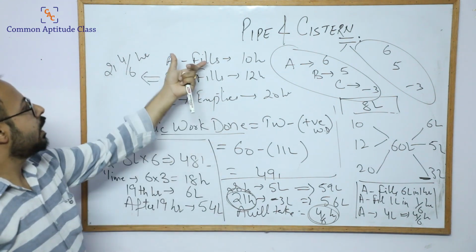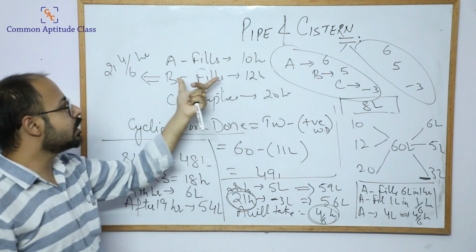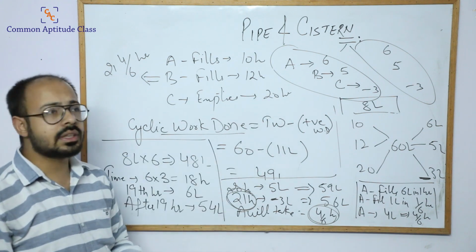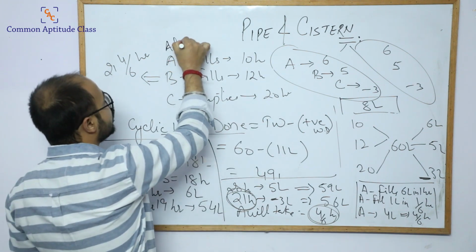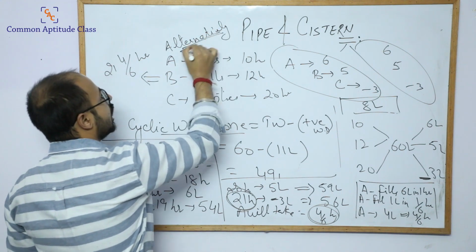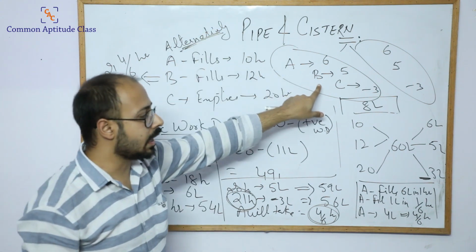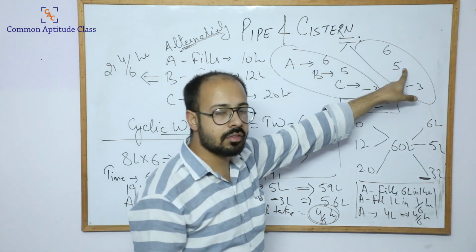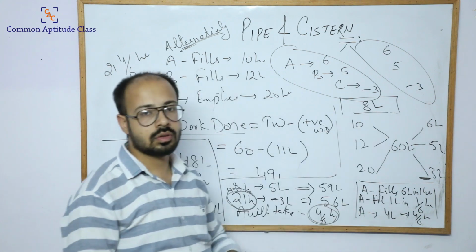I'll repeat this again. A fills the tank in 10 hours. B fills the tank in 12 hours. C empties the tank in 20 hours. Now they are working alternately. That means for the first hour A will go, for the second hour B will go, for the third hour C will go. Same, fourth hour A will go, fifth hour B will go, sixth hour C will go.